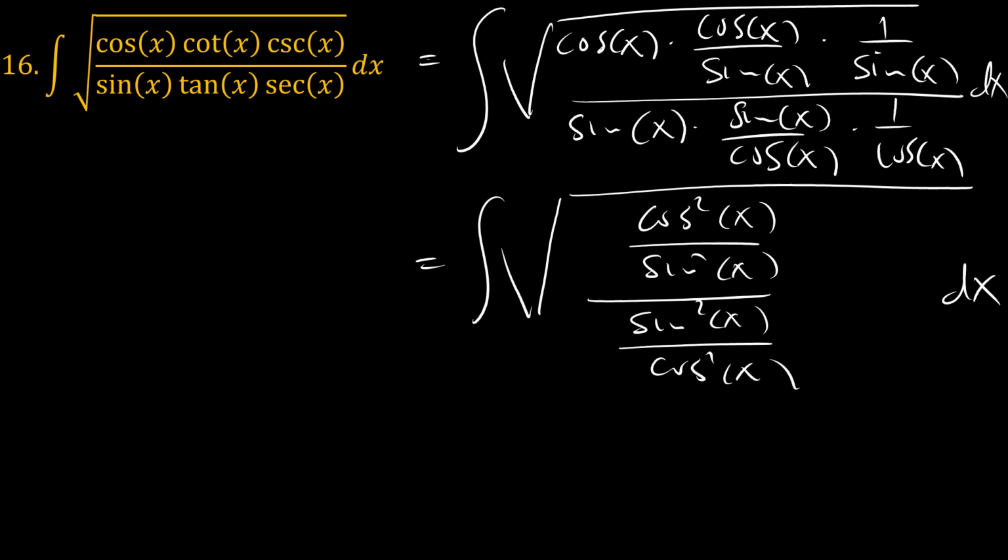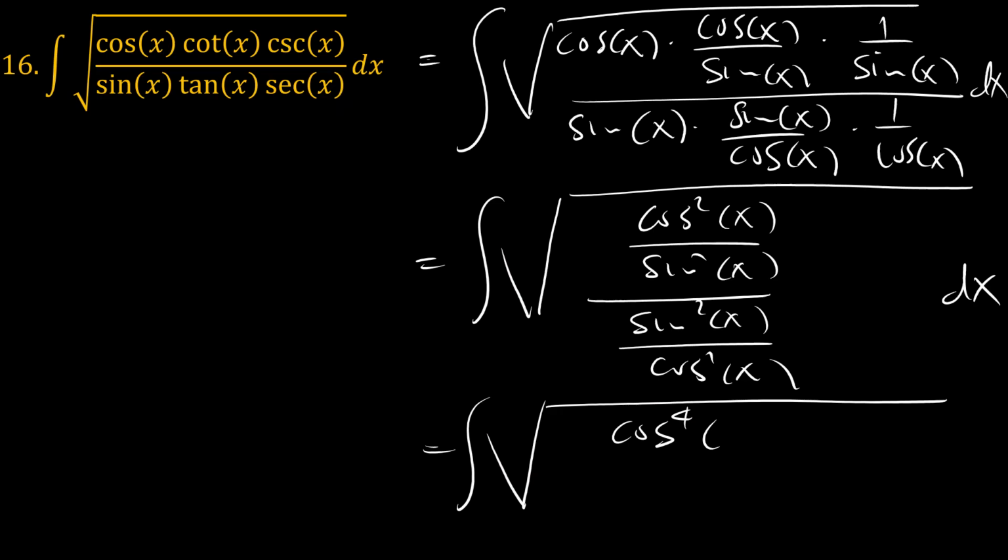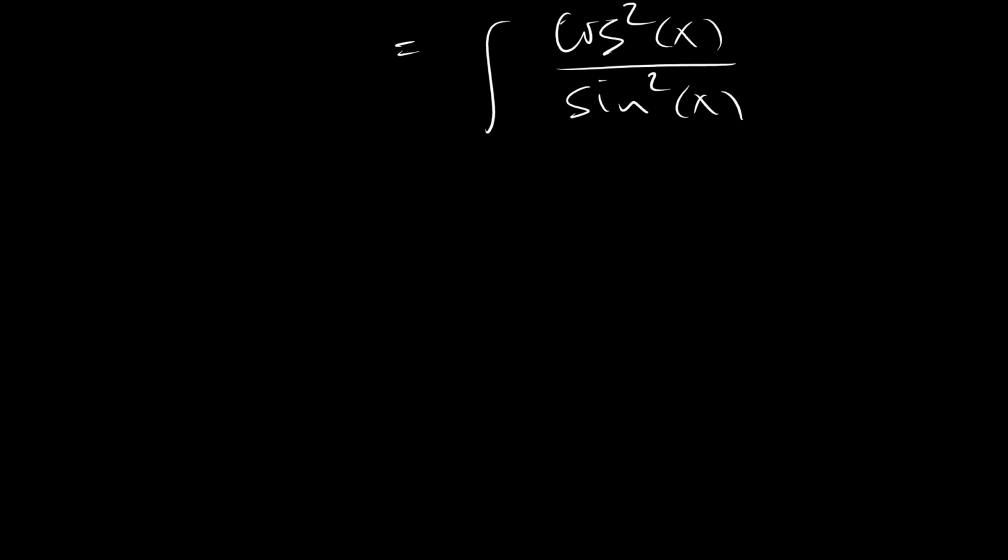Right, which is the same as the square root of cosine to the power 4 of x over sine to the power 4 of x, which is equal to the same as cosine squared of x over sine squared of x.